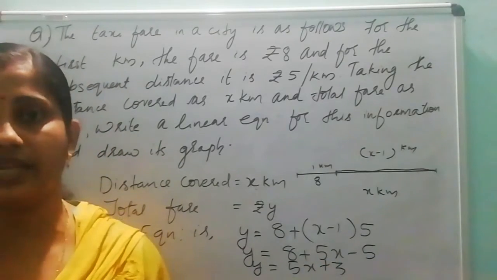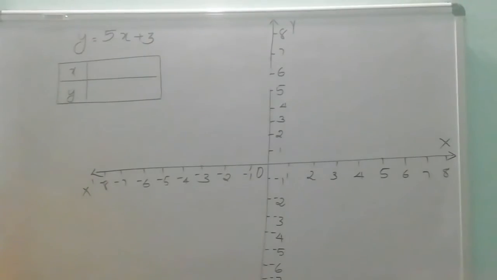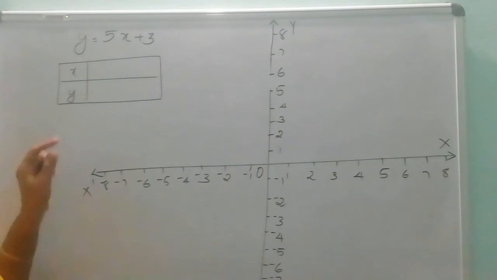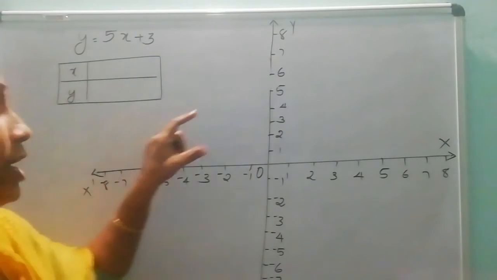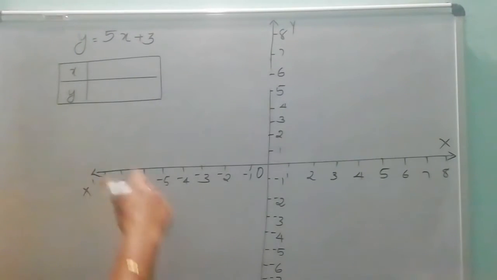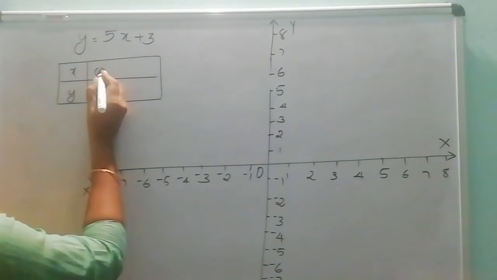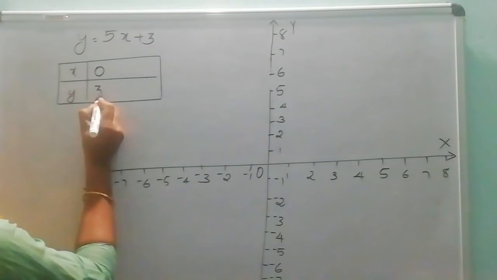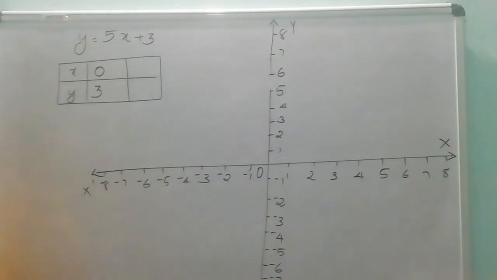Now we can draw the graph of this linear equation. First you have to find the points, then mark them accordingly. First, put x is equal to 0. When x is equal to 0, y is equal to 3.